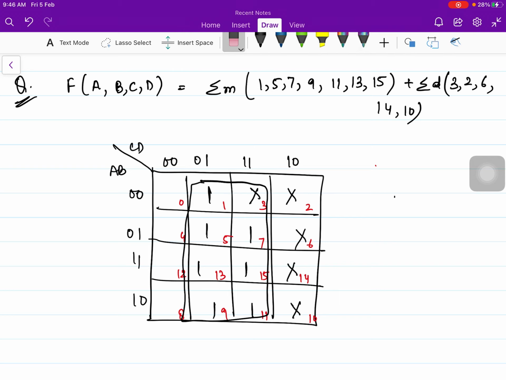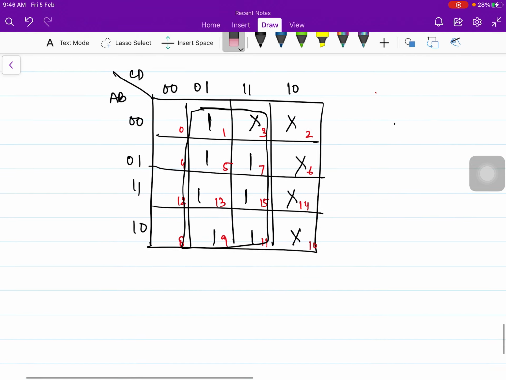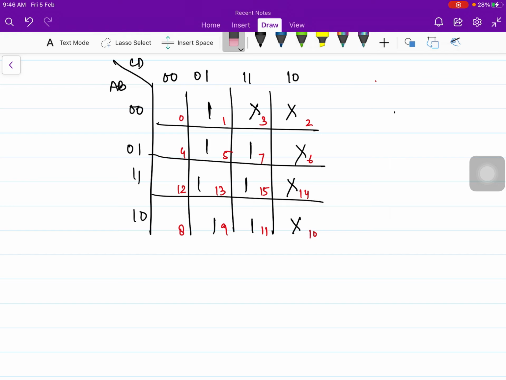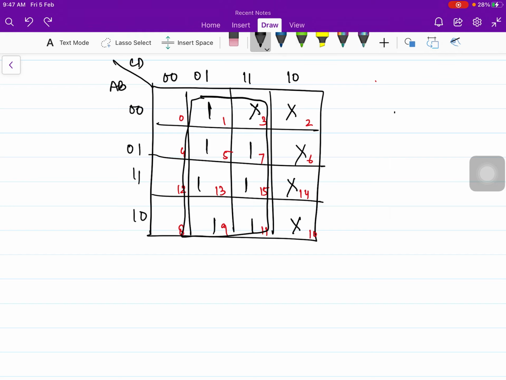If any ungrouped ones had been left outside, then we would use these don't cares, but now they are not required. So this is the only group, and the only answer is F is equal to, for this group, from AB side nothing will come, and from CD side D will come. So F is equal to D. This is how we use don't care conditions.